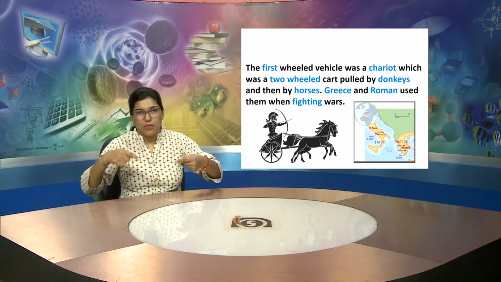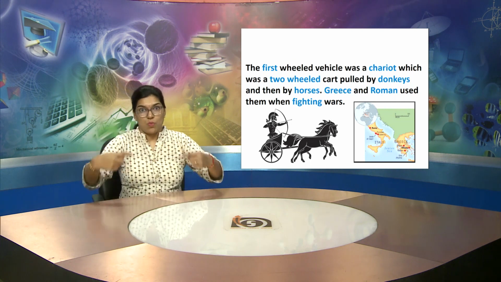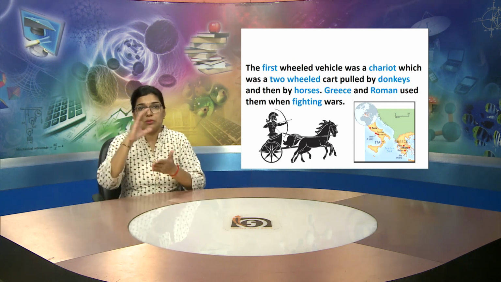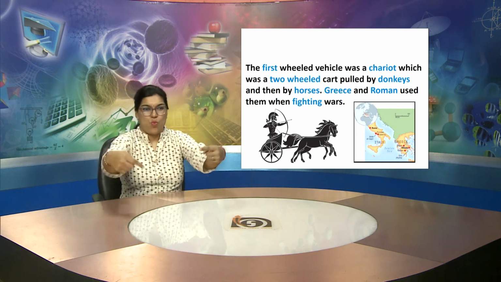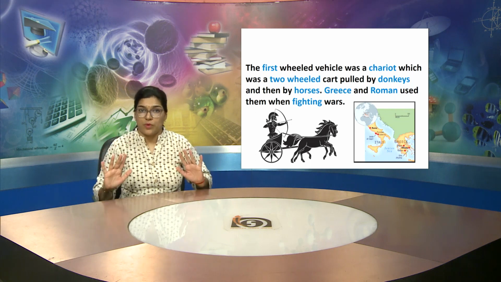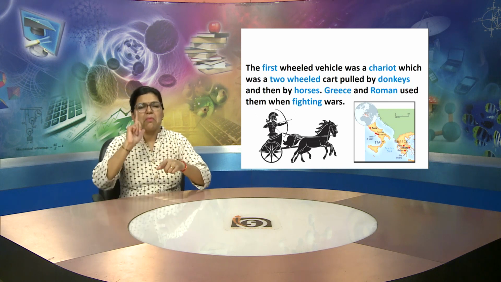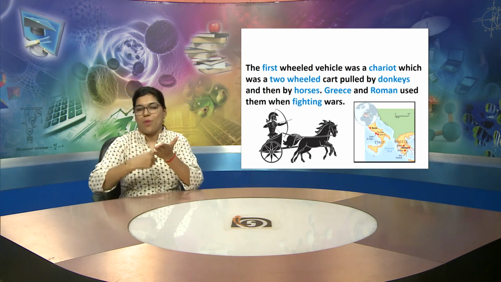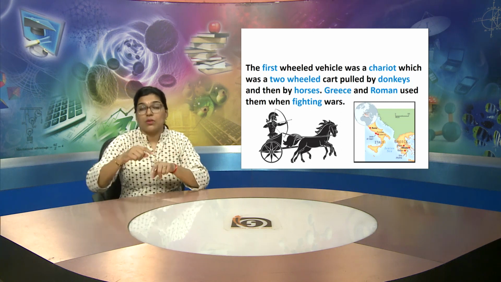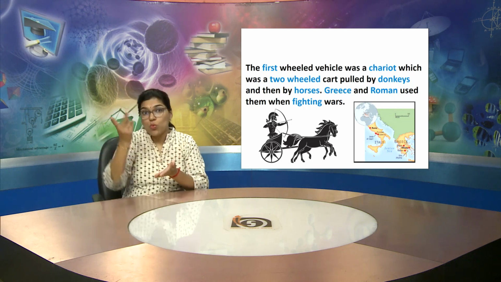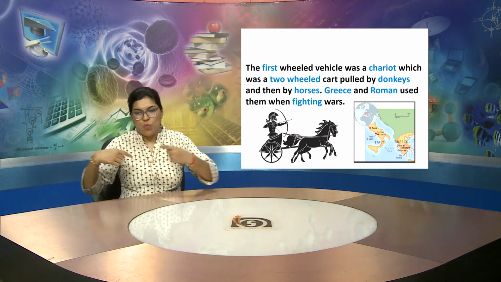And the first wheeled vehicle was a chariot, which was a two-wheeled cart pulled by donkeys. And the wheels were two. You know donkey? You all must have seen a donkey. And later on, slowly, after so many years, the horse cart started. And Greeks and Romans used them when fighting wars.